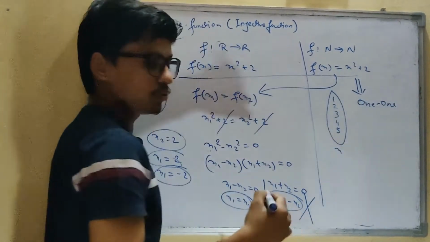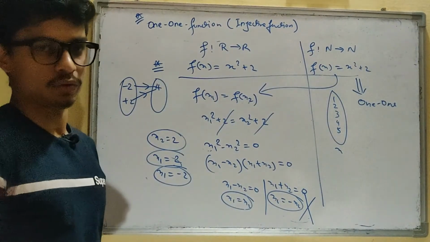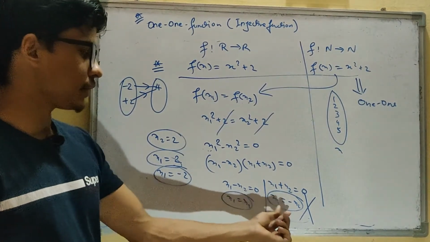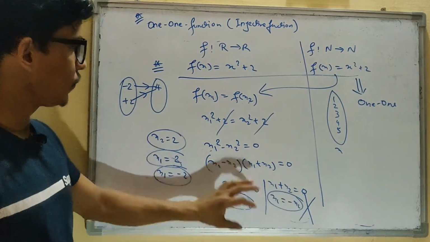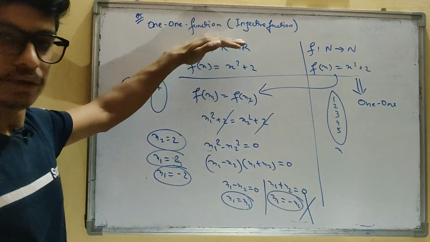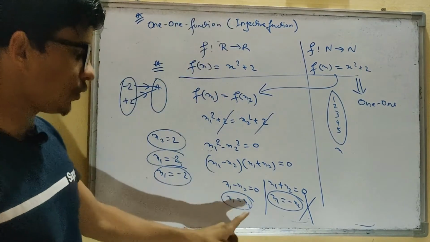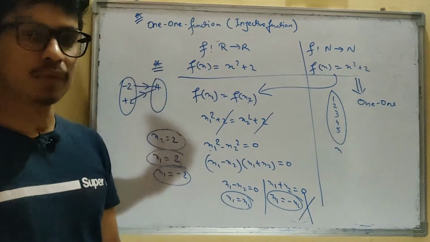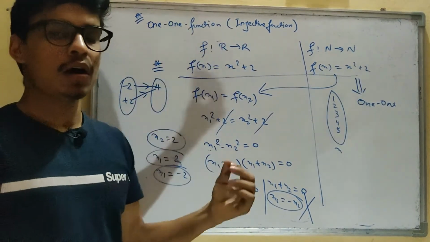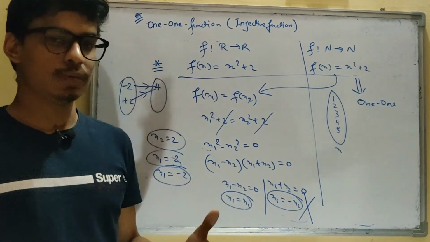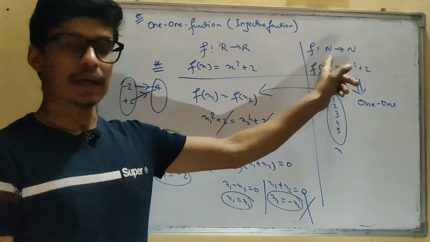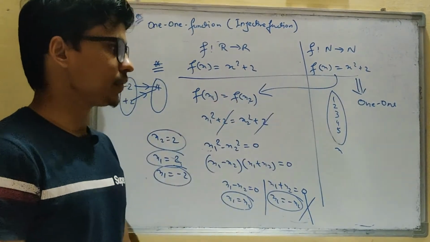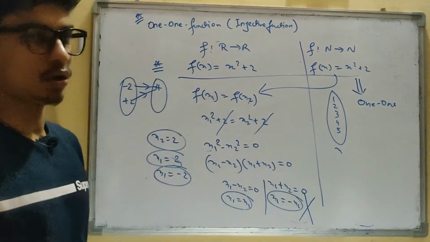If you're not getting this, please do comment. I will try to elaborate once more, but I think it is very clear. Okay, so x1 is equals to x2 and x1 is equals to minus x2. So for this particular domain, both are allowed. If x2 is 2, then you can take x1 equals to 2 and x1 equals to minus 2, because the domain belongs to real numbers. Real numbers allow both positive and negative numbers, but here it is natural, so you can only take positive values. So that is why this one is 1-1 and the other is not a 1-1 function.